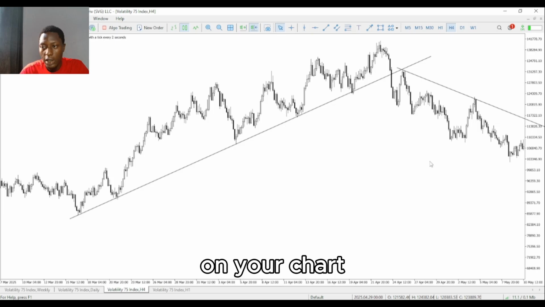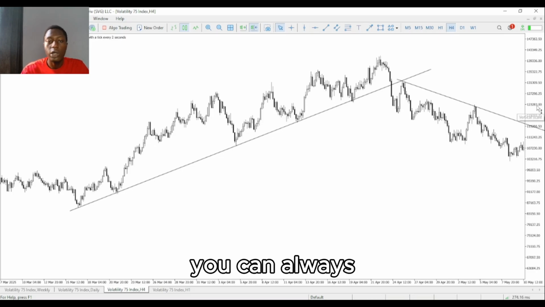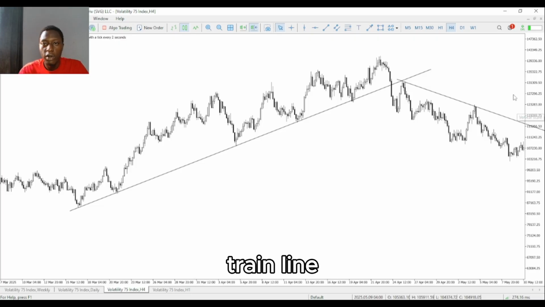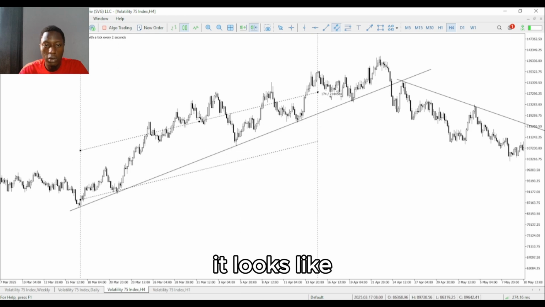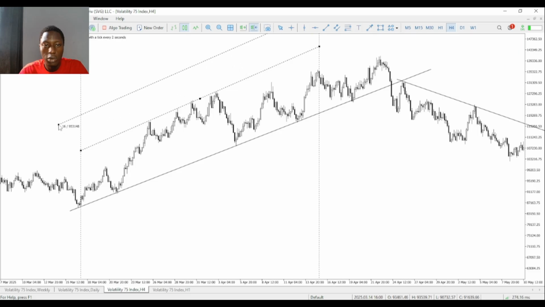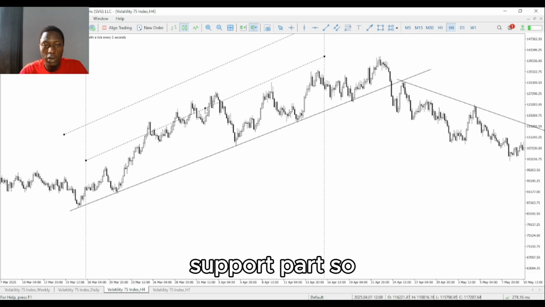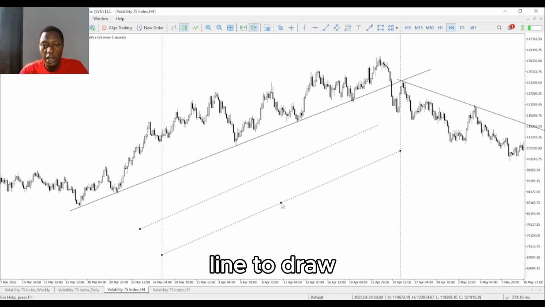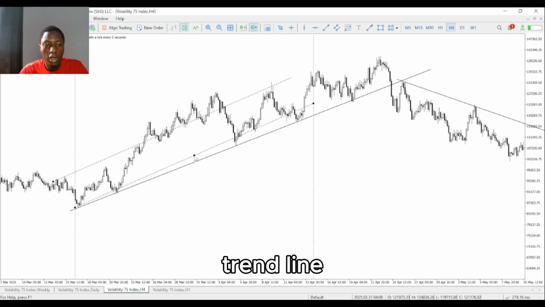And you can use the parallel trend line to draw channel trend lines. You know, we have trend lines that move in channels. So you can always use the parallel trend line, which is right here. It looks like this. Once you put it on your chart, it will show you the resistance part and the support part. So you can also use such a trend line to draw an obvious trend line.